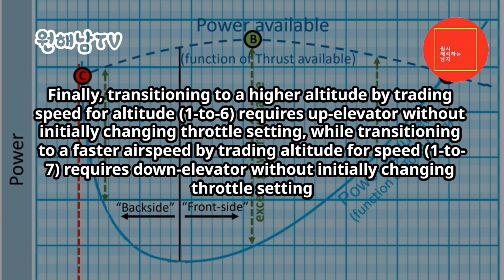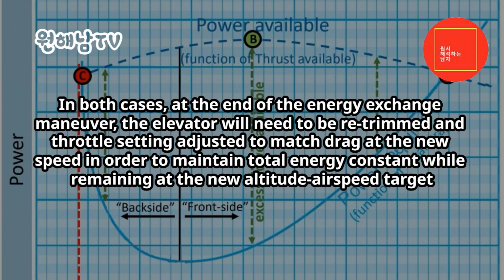Finally, transitioning to a higher altitude by trading speed for altitude, 1 to 6, requires up elevator without initially changing throttle setting, while transitioning to a faster airspeed by trading altitude for speed, 1 to 7, requires down elevator without initially changing throttle setting. In both cases, at the end of the energy exchange maneuver, the elevator will need to be retrimmed and throttle setting adjusted to match drag at the new speed, in order to maintain total energy constant while remaining at the new altitude-airspeed target.